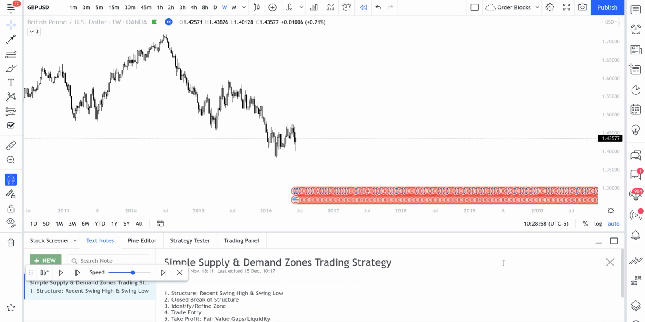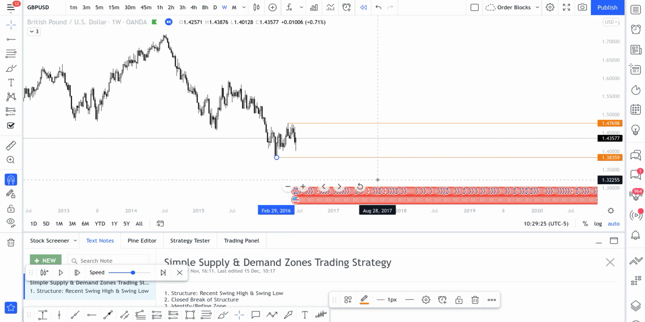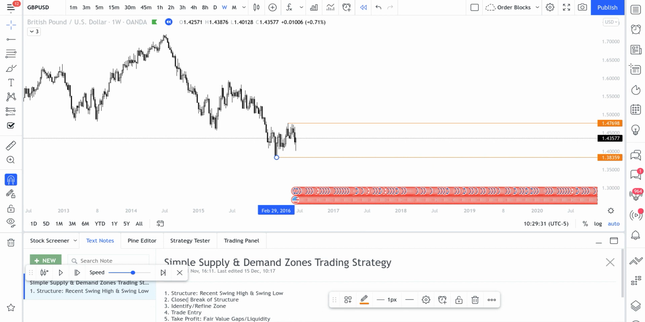Now, the very first thing you're going to do is identify your structure. We're going to identify the recent swing highs and swing lows. Let's pull this out. We have a swing high there, and we have our swing low here. From this point, we're going to wait for a closed break of structure at either the high or the low. As simple as that.